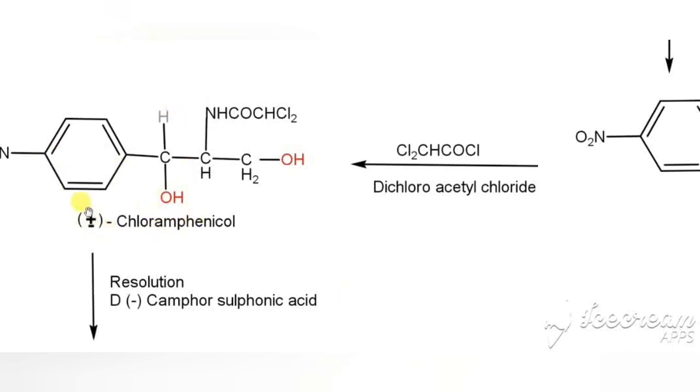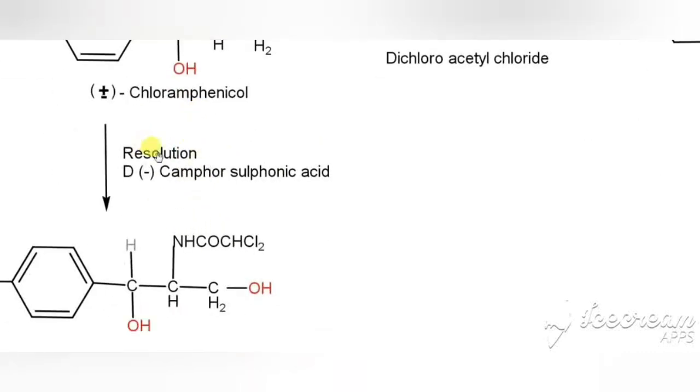So here we got plus or minus chloramphenicol, having both forms, that is the racemic mixture of chloramphenicol. What is meant by racemic mixture? That is having both dextro and levo forms. How can we get the single form? That is by means of resolution. What is meant by resolution? That is separating the two forms, the plus form and the minus form. So by resolution by means of D-minus camphor sulfonic acid we are getting chloramphenicol.